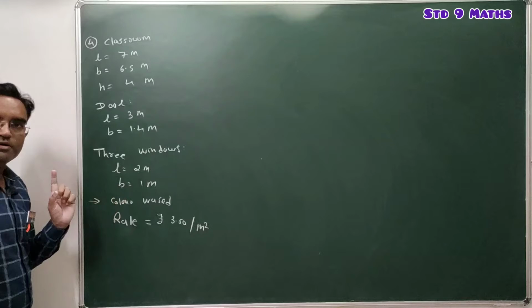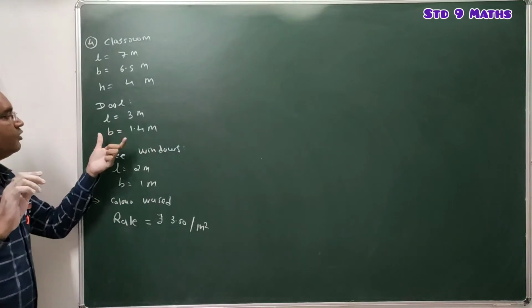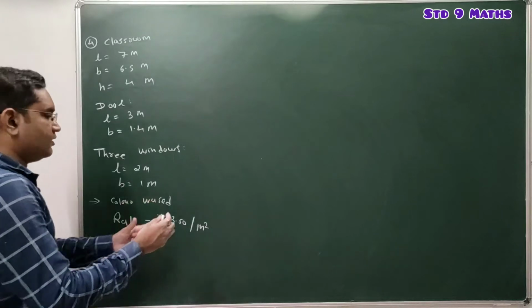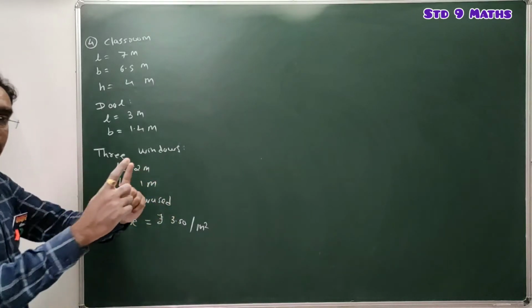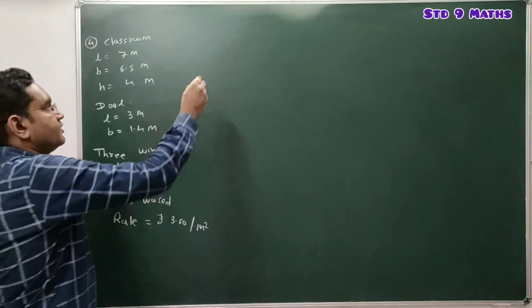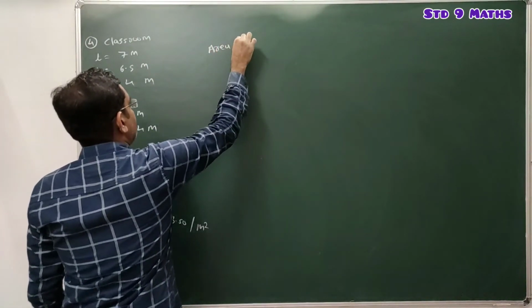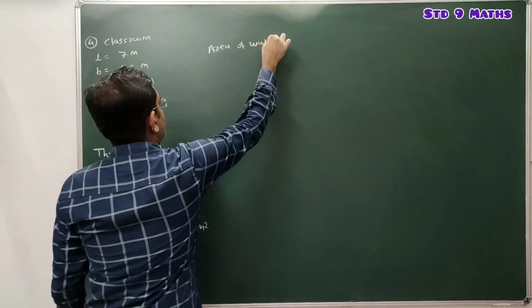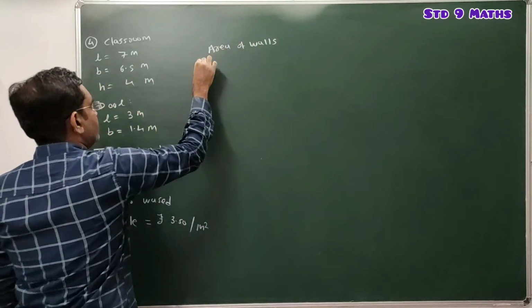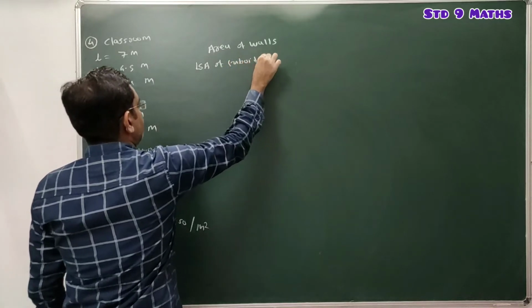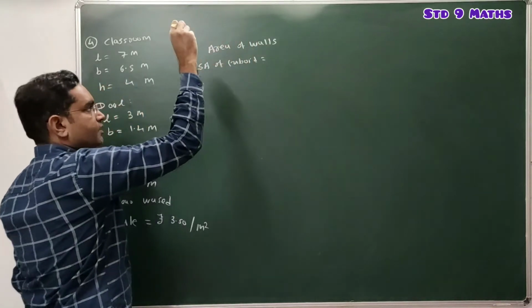So what is the area to be color washed? That means the area of walls except area of door and windows. So first we will find the total surface area, or we can say lateral surface area, or we can say total area of walls. That is area of walls, that is nothing but the lateral surface area of cuboid. Here we do not have to consider the ceiling and floor.